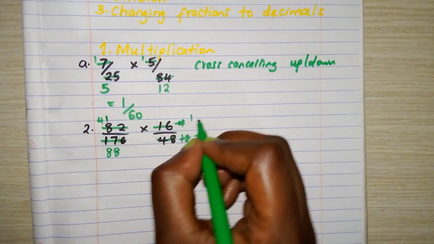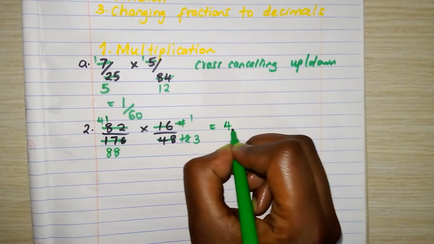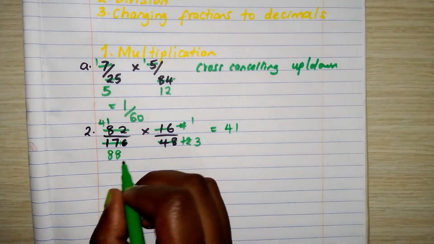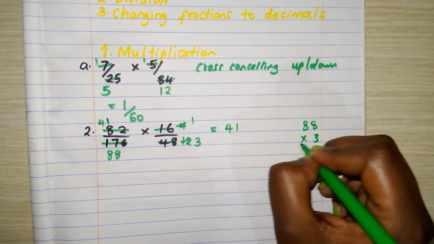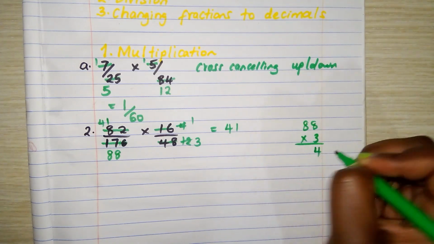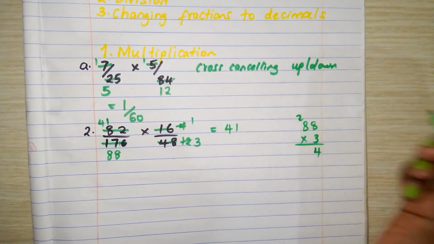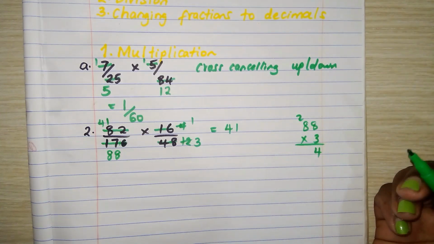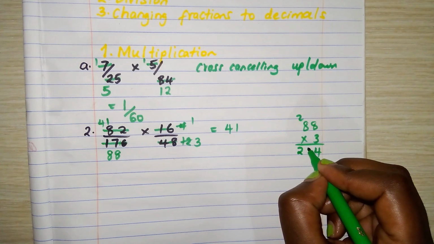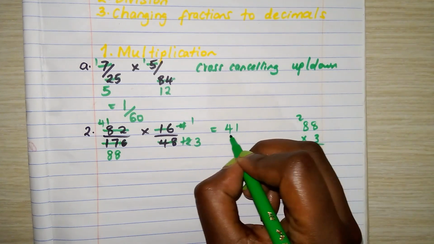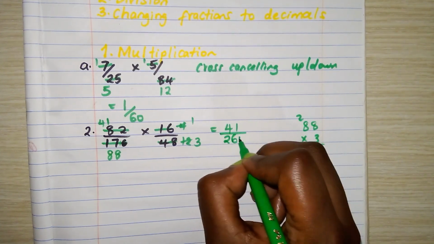So you just do 41 times 1 is 41. And then 88 times 3. So 88 times 3. 8 times 3 is 4, carry your 2 there. 8 times 3 is 24. Carry. Plus 2 will be 26. So all over 264.